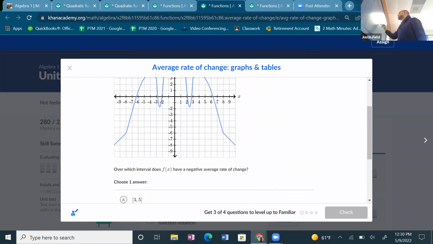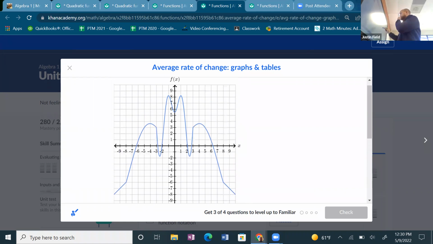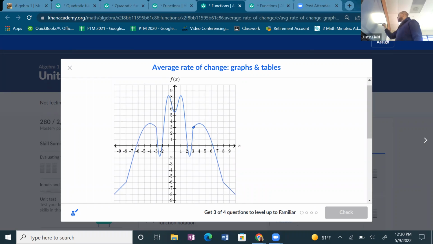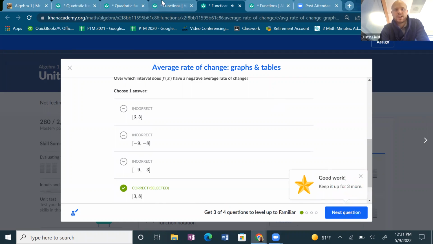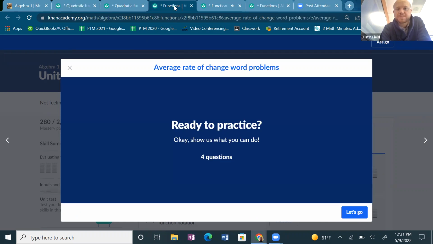3 and 8. Come on, 3 and 8. You gotta have a negative slope. So 3 is right here again. And 8, look at that. A negative sloping line. So the interval between 3 and 8, as you can clearly see, has a line that has a negative slope. And I didn't even have to use the slope formula.